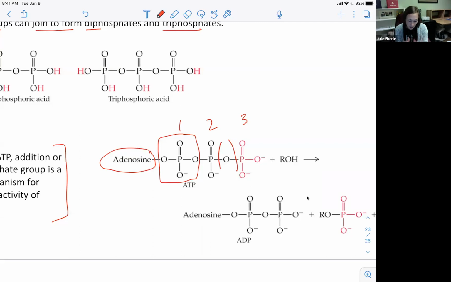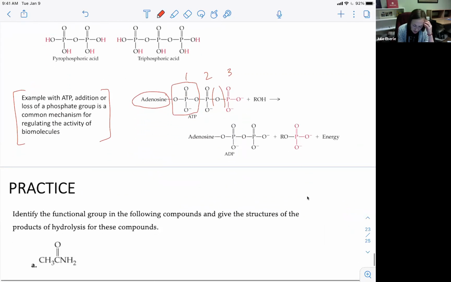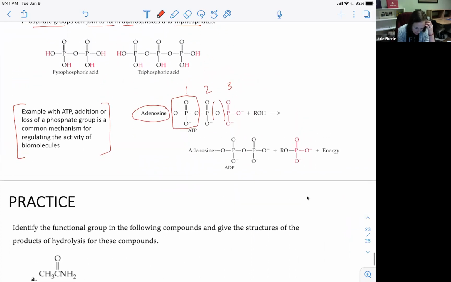But there's something really, really special about breaking these phosphate bonds that releases energy, and our body uses that to drive other reactions to do all the things that it needs to do. So this is a really, really important thing. We're going to spend a lot of time on this when we get to oxidative phosphorylation. And that's it. We're done.